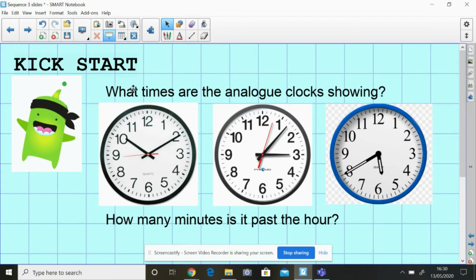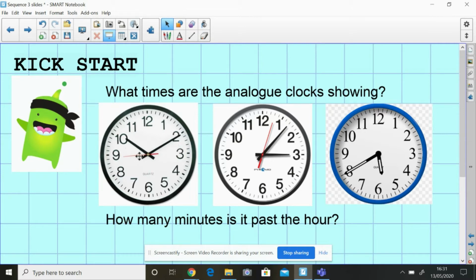So here I have some analog clocks, and you've probably seen these before. I know in class 6 and 7, we have one of these at the back of the room. So you're probably very familiar with these, and these are called analog clocks. So I want to see, can we work out what times are the three analog clocks showing? So let's look at the first one.